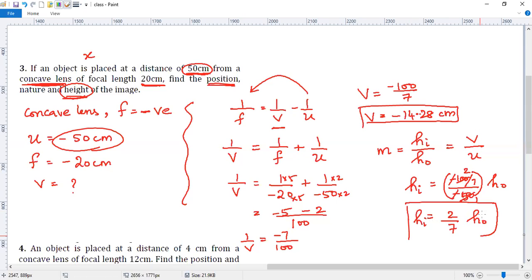This way, we have given the related answer. If the height of object was given, we would substitute the value here and find the actual numerical value. But since that is not given in the question, you can't just say there is no data. Though the data is not there, you are expected to write the value of height of image in terms of the height of object like this. Clear?